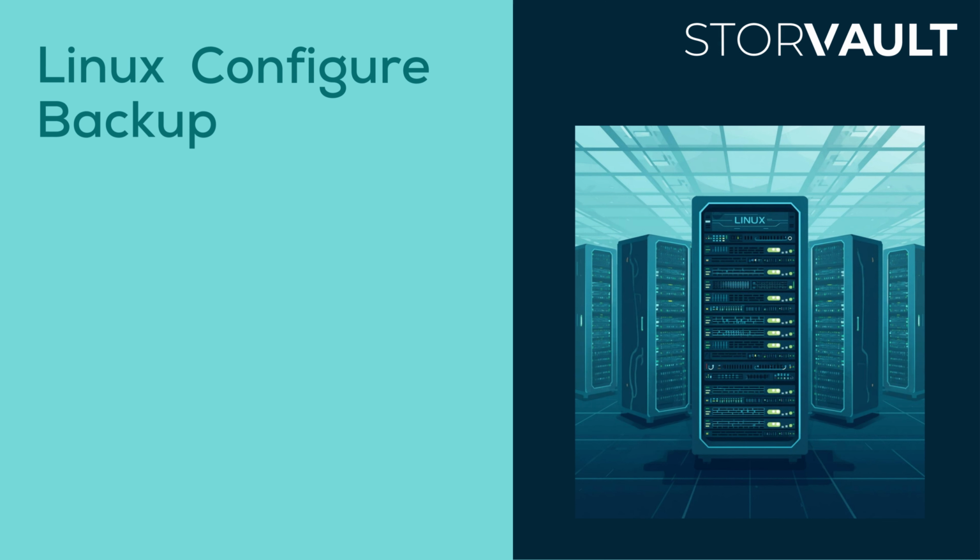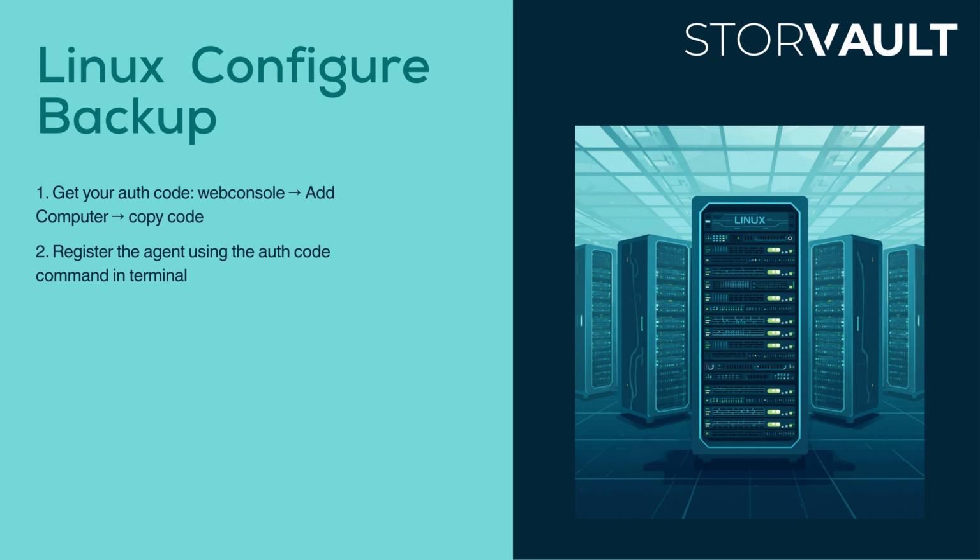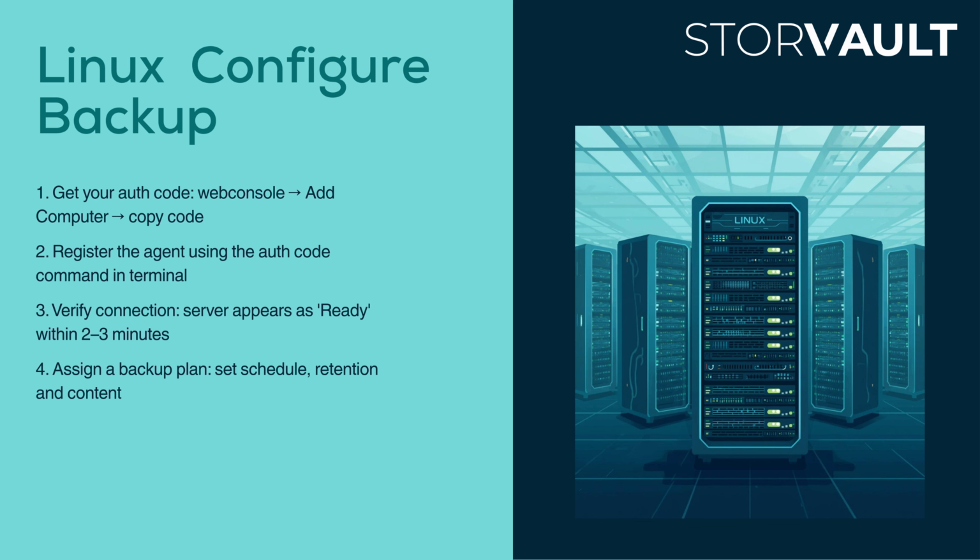To configure your Linux backup, log into the web console, go to Add Computer, and copy your unique authentication code. Paste it into the terminal registration command and run it as root. Within 2 to 3 minutes, your server should appear in the console with a status of ready. Assign a backup plan, set your schedule and retention, and run a manual backup to confirm everything is working.